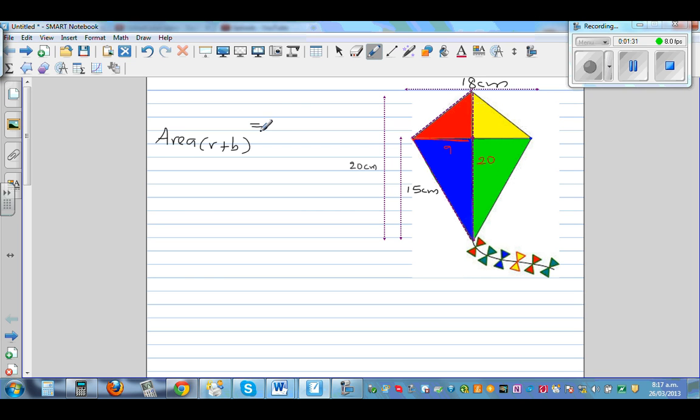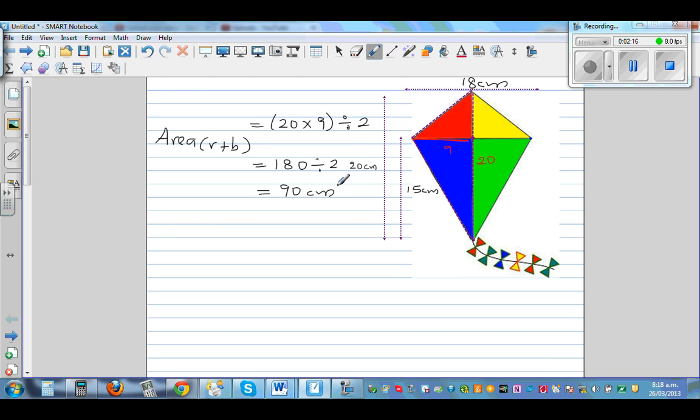So your base is 20. I like to write the formula like this: base times height, your height is 9, divided by 2. Basically, you have only one formula, that is area of a rectangle. Area of a rectangle is base times height. A triangle is half the area of a rectangle. You don't need a separate formula for area of triangle. So this is base times height divided by 2, which is 180 divided by 2, which is 90 centimeters squared.